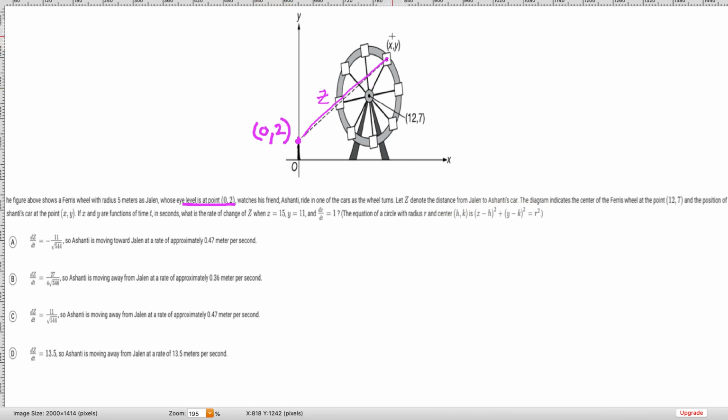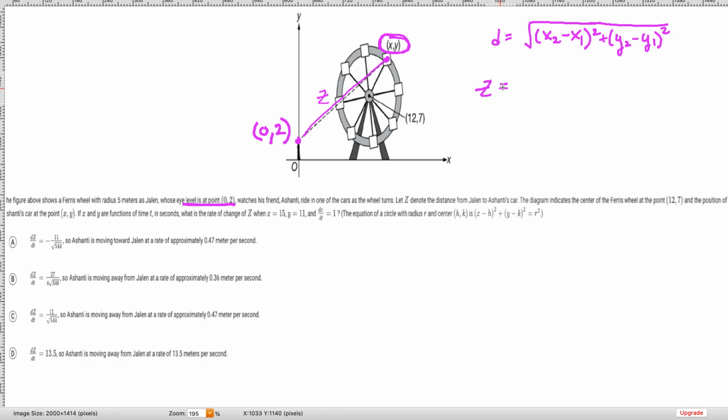Well, what's the equation for that length? This is a point, and then this is some other point, x comma y. If we do this in the abstract, what is this length? It's just the distance between this point and this point. The distance formula between any 2 points is the square root of x2 minus x1 squared plus y2 minus y1 squared. And that's this length, that's the distance, that's z.